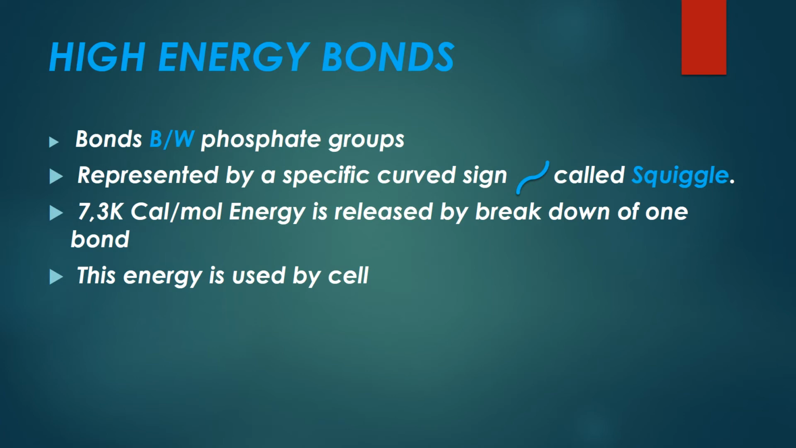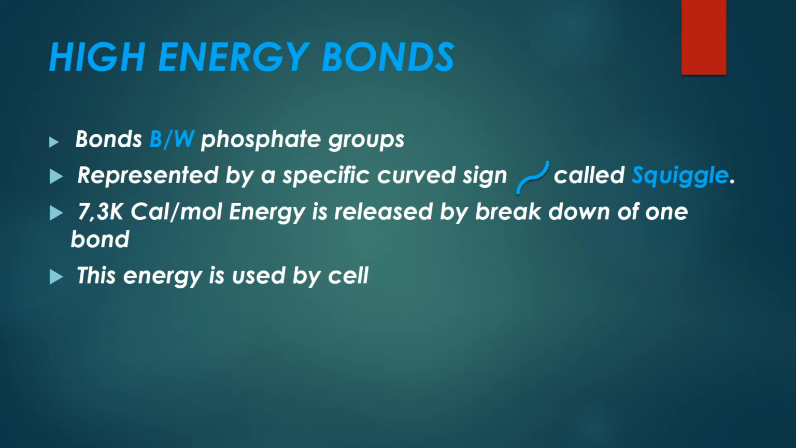7.3 kcal per mole of energy is released by the breakdown of one bond. These squiggle bonds are very energetic. If we break one of them, how much energy will be released? 7.3 kcal per mole of energy will be released.